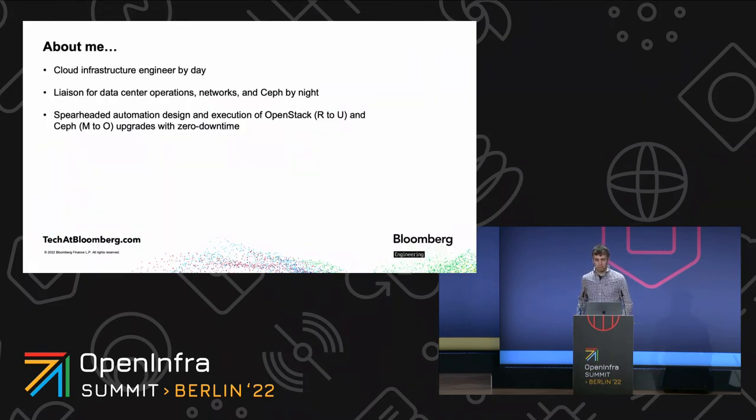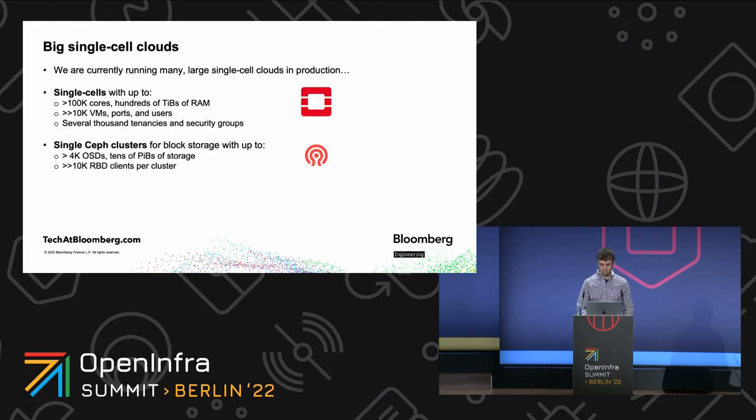So just a quick little bit about me. As I mentioned, I'm a cloud infrastructure engineer at Bloomberg that helps architect our private cloud. We're currently running OpenStack Yoga for all components, as well as Ceph Octopus in our production clouds, both of which I helped to upgrade without any downtime for any of our users. And some of the content we're about to go over is things that we needed to do and shore up to make those live upgrades successful, or things that were discovered during the upgrade process itself.